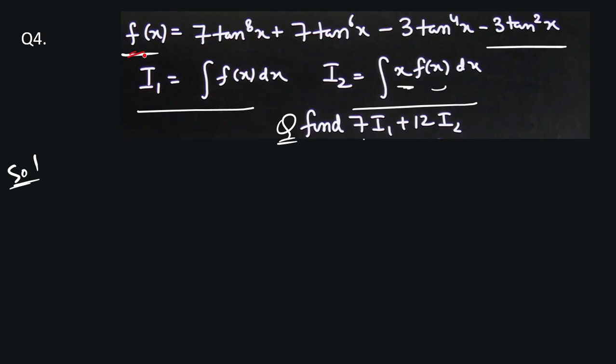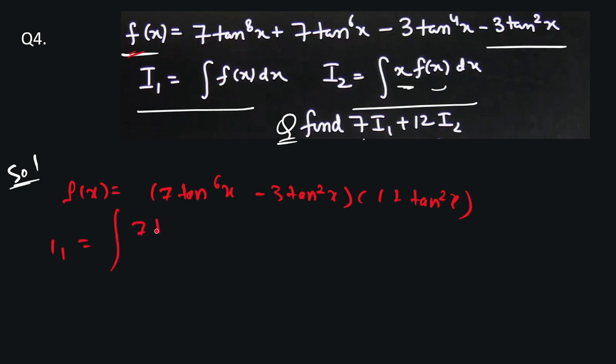In f of x, if we take 1 plus tan square x common, we get f of x is equal to 7 tan power 6 x minus 3 tan square x into 1 plus tan square x. Now find I1, which is integration of f of x dx. Integration of 7 tan power 6 x minus 3 tan square x. Now I am replacing tan x with t, which gives I1 is equal to t power 7 minus t cube plus c.